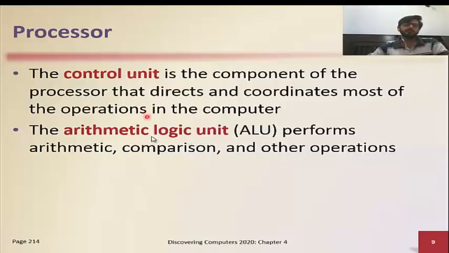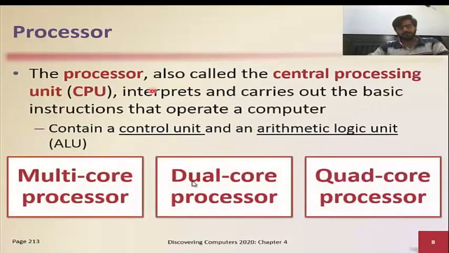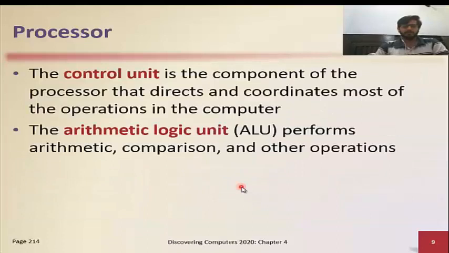So these two together produce a processor. Inside every processor we have one CPU and one ALU. And if you are working with a dual core processor, it means we have two CPUs and two ALUs available in a dual core processor.